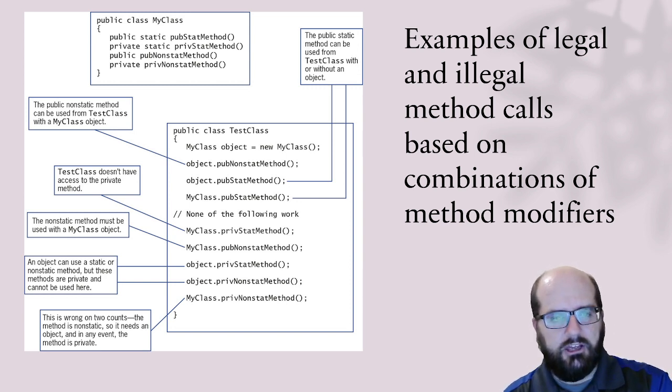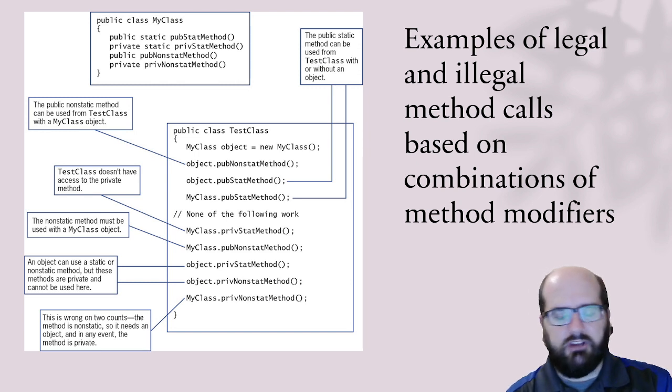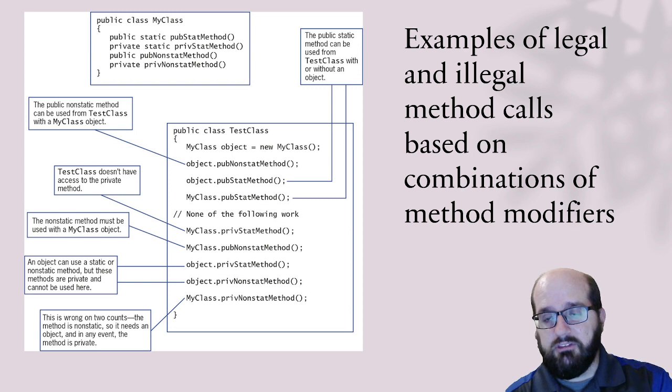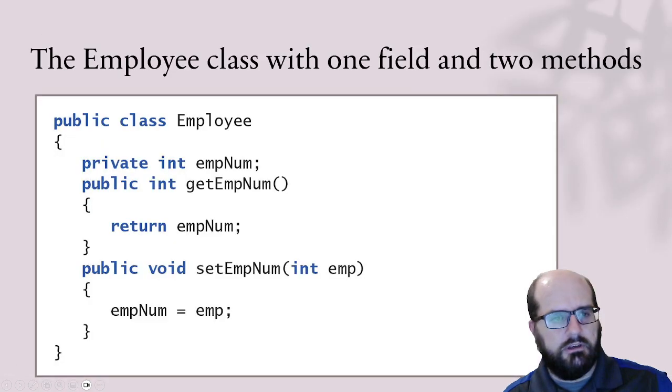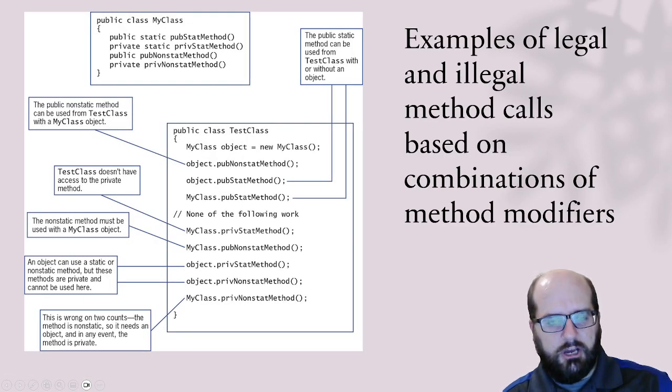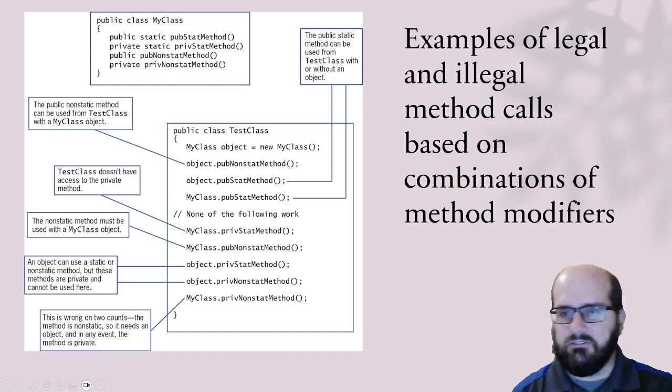None of the following will work. MyClass.privStat method, you don't have access to a private method. Its access is secured only within the class. MyClass.pubNonStat method, the non-static method must be used with a MyClass object. So effectively, you can't use the non-static method because you're calling the class. Object.privStat method, in this case you can't access it because these methods are private. They can't be used here. And now we have MyClass.privNonStat method. This is wrong on two counts. The method is non-static, so it needs an object. And in any event, the method is private.